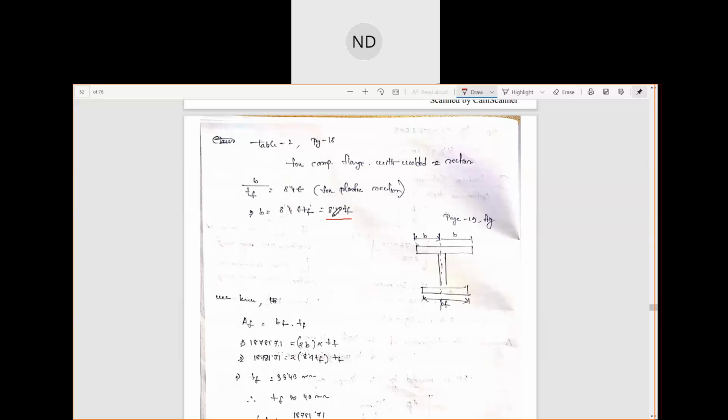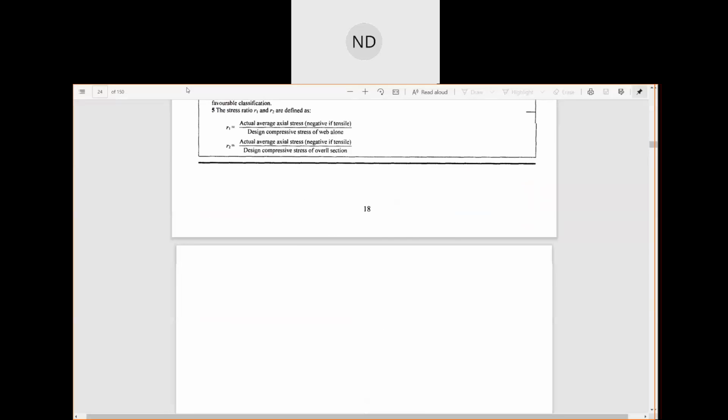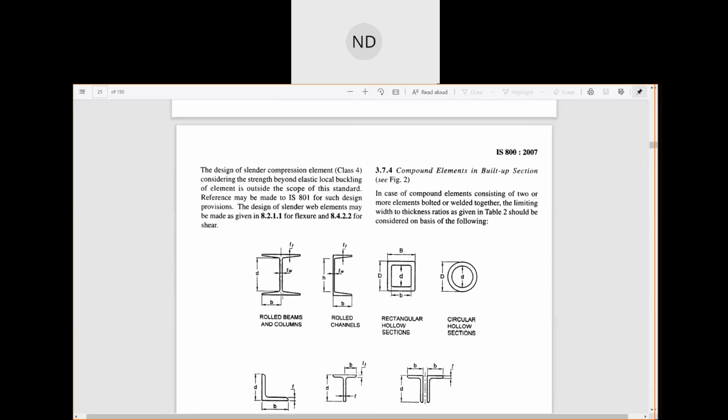The width of the flange is this entire portion, right? But this portion from the center of the web to this much is your B value. Okay, this is known as B. Here you can see the figures also. So when you're taking this I section, all these are B. From the center to this portion is your B. So the width of the flange is how much? Twice B.